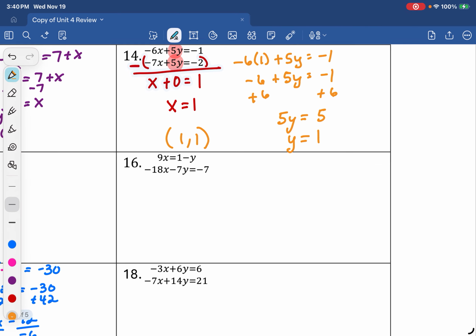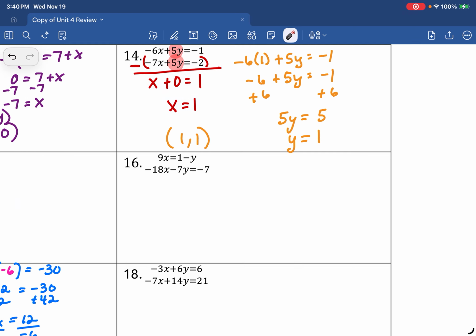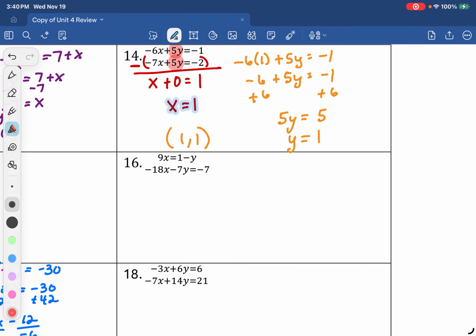Now we're going to go ahead and look at number 16. Is it lined up? No, it is not. So we're going to make the bottom equation match the top. To do that, we are going to move the y term to the other side. So how we will move that term is we will add 7y to both sides. So we get 9x equals 1 minus y, negative 18x equals negative 7 plus 7y.